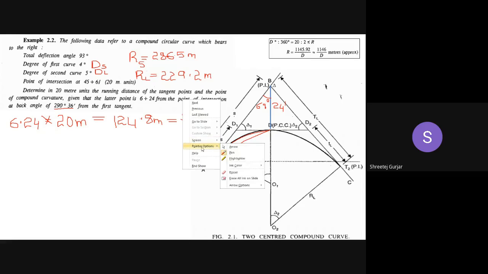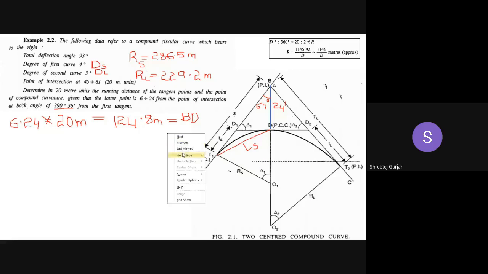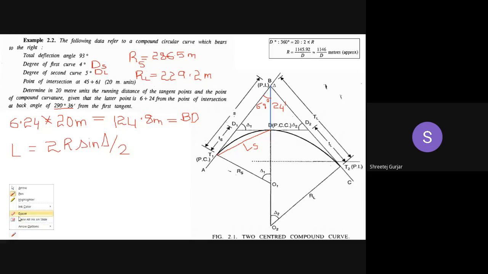Do you remember the long chord formula for LS? What is the long chord formula? Do you recall? L is equal to 2R sine delta by 2. Sorry, it is 2R tan delta by 2, correct? It is not sine, it is tan delta by 2.